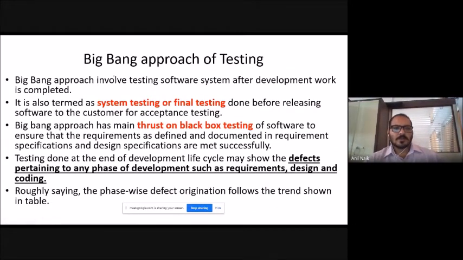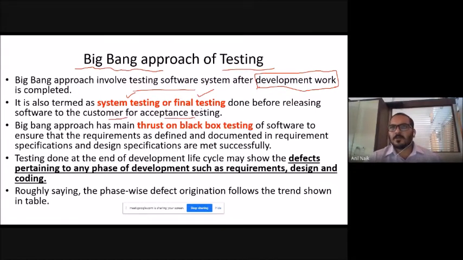There is one approach called the Big Bang approach of testing. The Big Bang approach involves testing the software system after the development work is completed. Once we complete the entire development work, we go for the testing. It is also termed system testing or final testing, done before releasing the software to the customer for acceptance testing. So, the Big Bang approach.